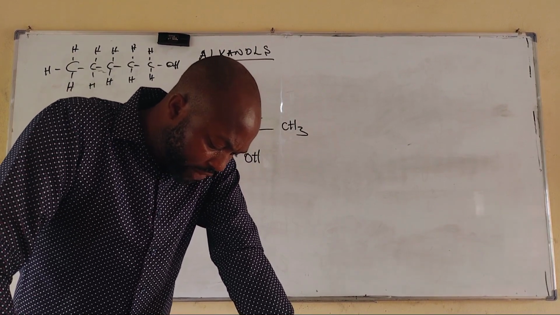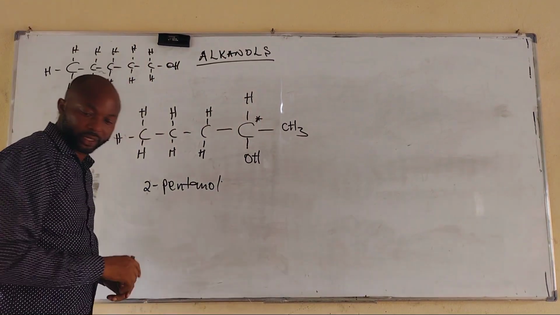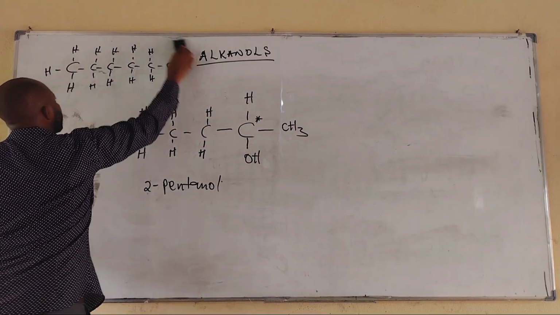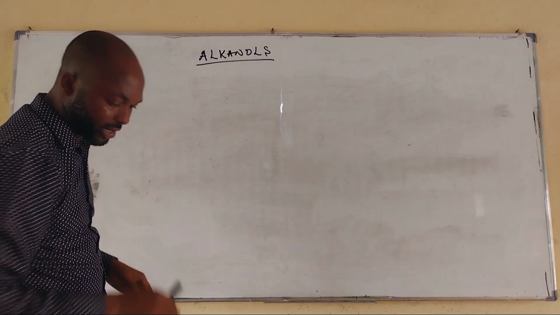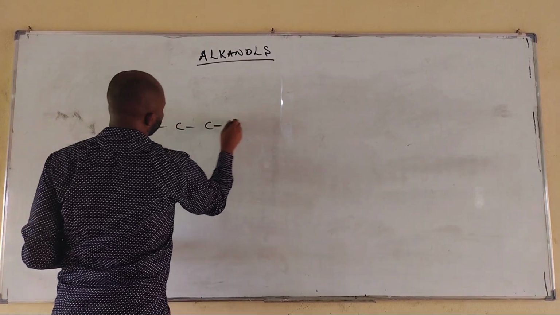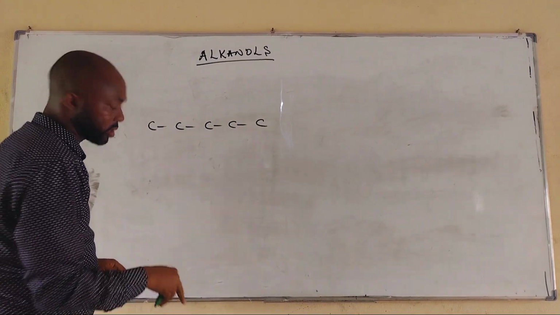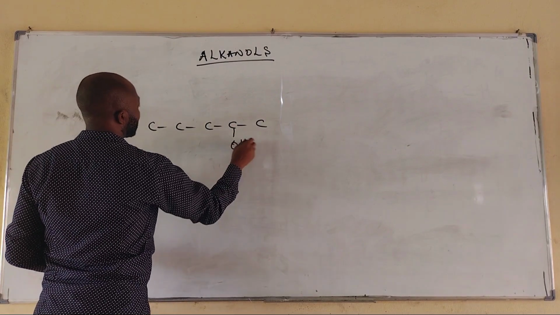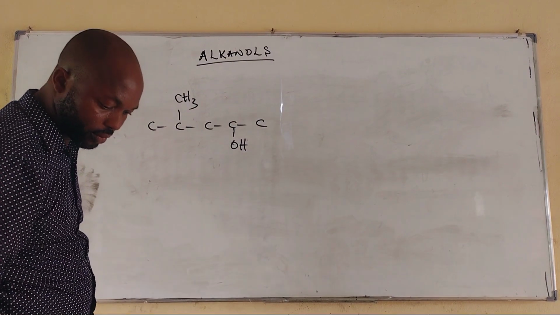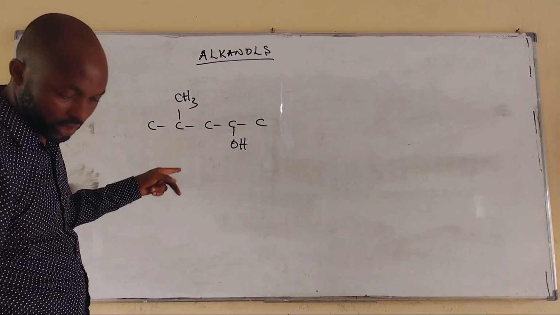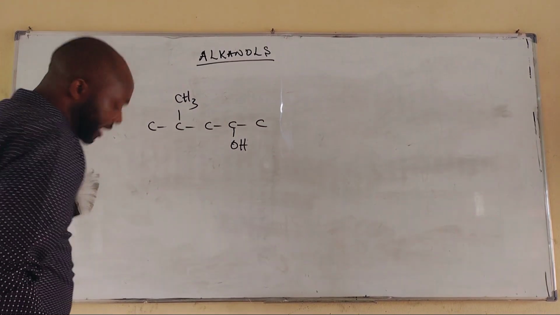We are asked to give the IUPAC name of the following compounds. Let's take the compounds. 1, 2, 3, 4, 5. OH in the second, CH3 there. Okay, that's the first one. They say we should give it a name. What's the name?